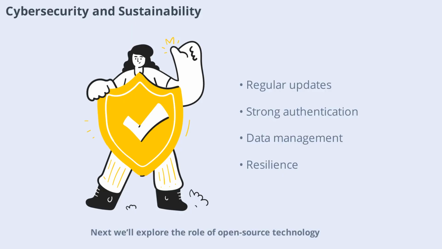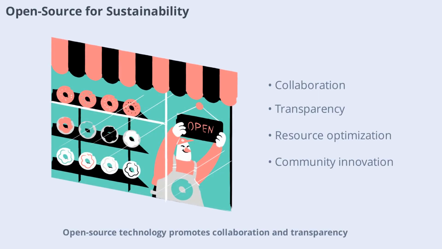Next, we'll explore the role of open-source technology. Open-source technology promotes collaboration and transparency. It allows developers worldwide to contribute to sustainable solutions, share best practices, and improve software efficiency. Open-source projects often prioritize resource optimization and community-driven innovation. By supporting open source, organizations can accelerate the adoption of sustainable digital practices.